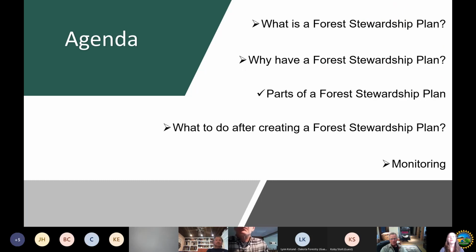So first off, what is a forest stewardship plan is what we're going to cover, along with why have a forest stewardship plan, the parts that are required for a state-approved forest stewardship plan, what to do after creating a forest stewardship plan, and the monitoring that the state does with any of these programs.